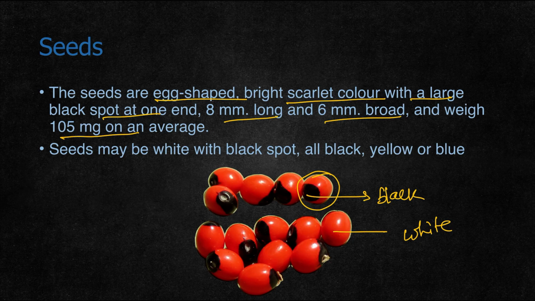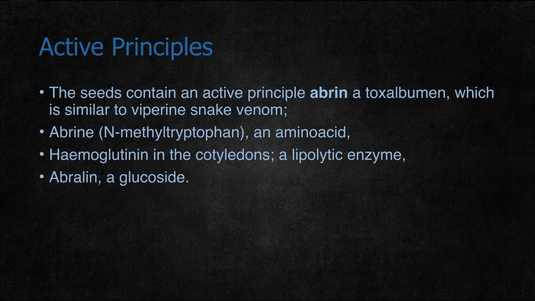So typically they are scarlet red, measuring about 8 millimeters by 6 millimeters, with a peculiar black eye, a black spot. This black spot is very peculiar to Abrus, and for this reason it is played with by children as a plaything and used for decoration. Active principle of Abrus: the seed contains the active principle abrin.